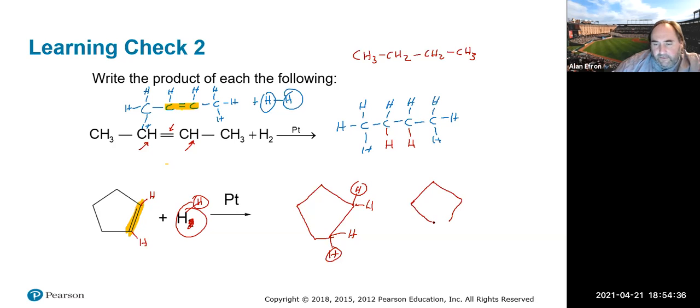Okay. So these are really symmetrical additions, adding two of the same things. Same general thing that you need to do. Make the double bond a single bond, add one to one carbon that's coming in, add the other to the other carbon.